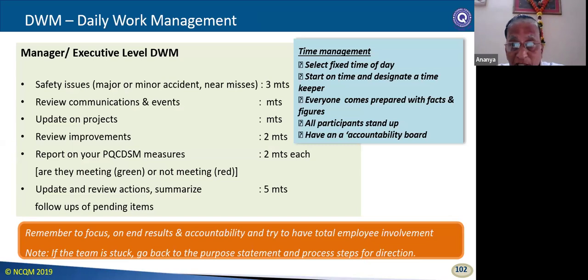So, here are some of the timings they have given. Safety issues, suppose I want, say how much total time? Not more than 10 minutes. Safety issues, major or minor, 3 minutes. Review communication event, so many minutes. Review improvement, 2 minutes. Report on your PQCDSM. What does it stand for? P for product, Q for quality, C for cost, D for delivery, S for safety, and M for morale.